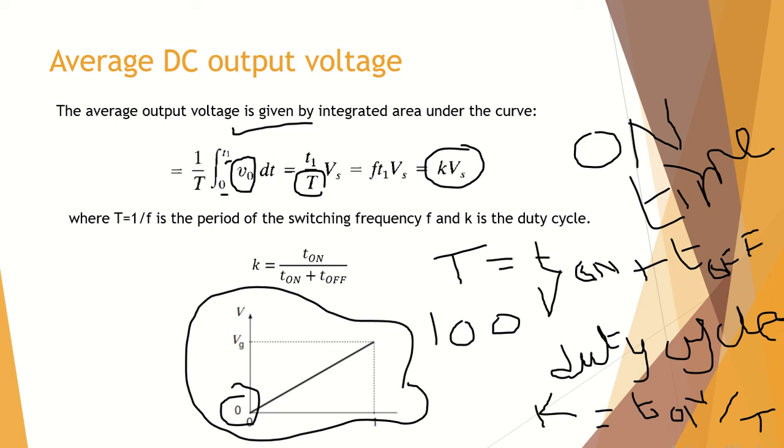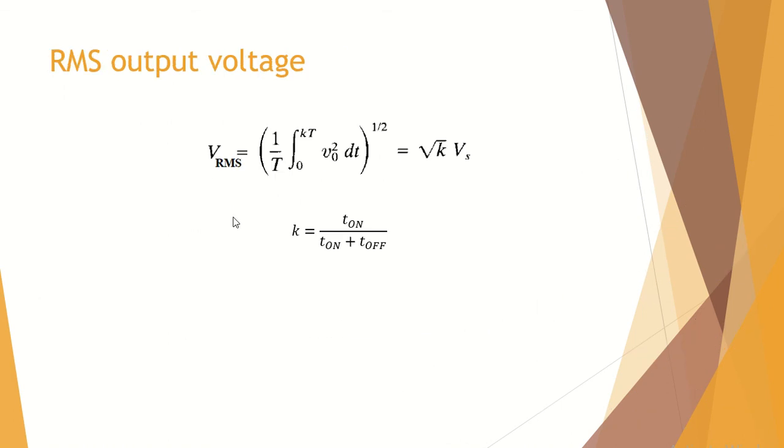If you calculate the RMS voltage of this circuit, what you have is 1 by T, integral of V0 square, to the power 1 by 2. So what our RMS value becomes? Under root KVS. What is K by T? It's the same, T on time. What is duty cycle? Duty cycle is T on divided by total time period.